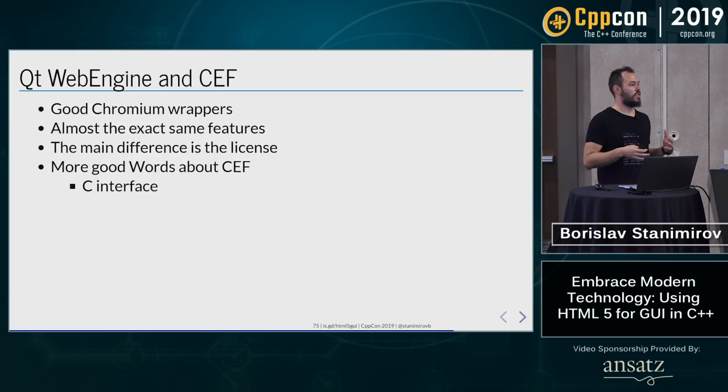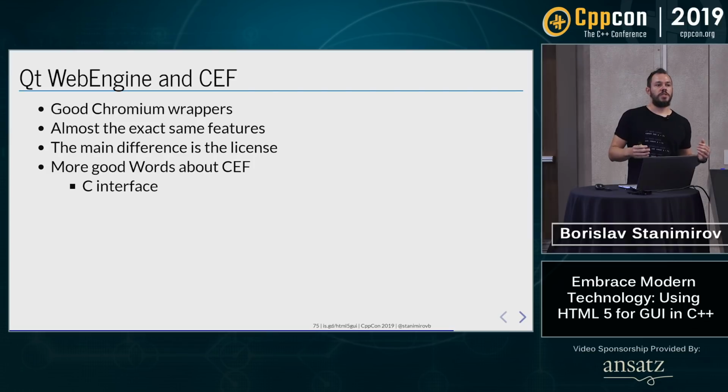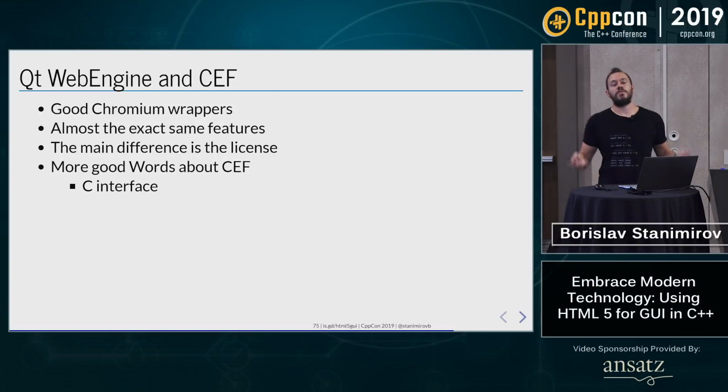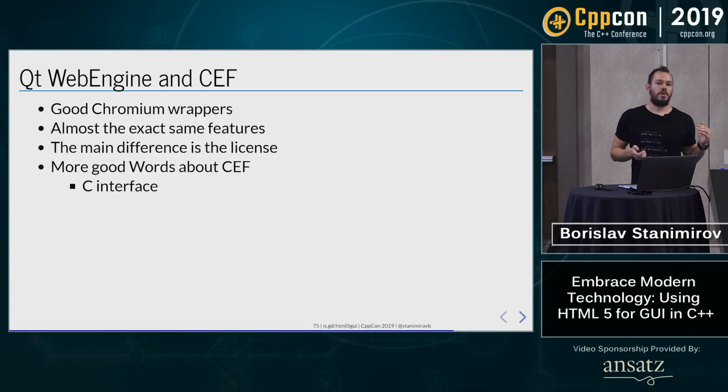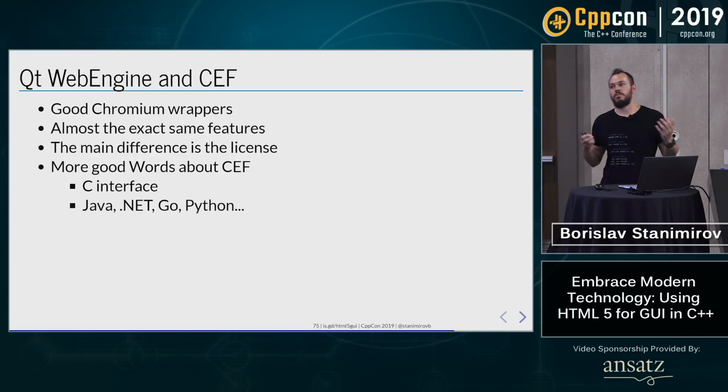Now, CEF is somewhat strange in that it wraps the C++ code of Chromium in a C interface, and then provides a C++ wrapper of that C interface. But thanks to that C interface, there are actually lots and lots of CEF-powered wrappers of Chromium. There's wrappers of Chromium for Java, for .NET, for Go, Python, many other languages based on that exact C API of CEF. So that's pretty neat. You might not use them, but at least it's cool, right?